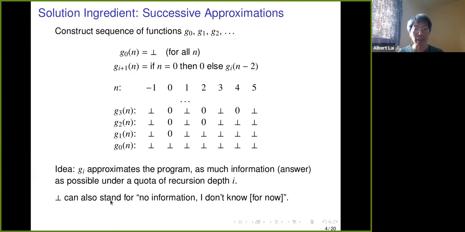So bottom stands for no information. Sometimes it also stands for I don't know, only because I don't know for now. But in the ideal case I would know. But if given this very limited recursion depth, I don't know. I don't have an answer for now. I am still not committing. Maybe there's an answer in the future, but not now, not up to this point. Okay.